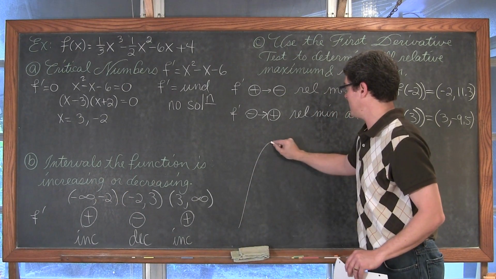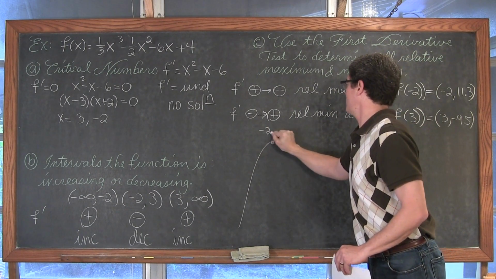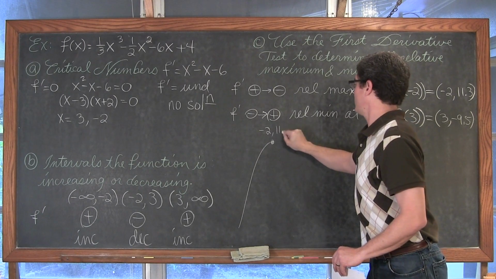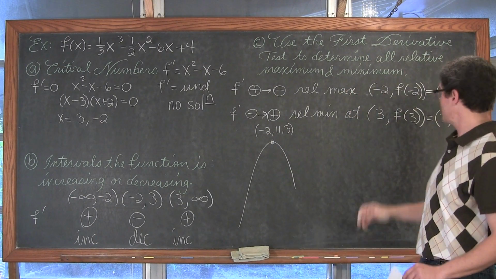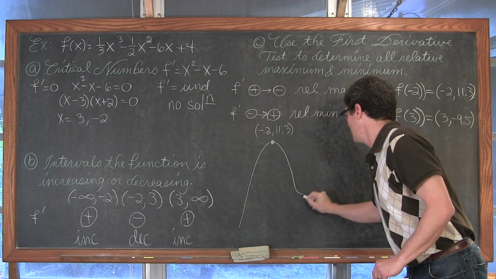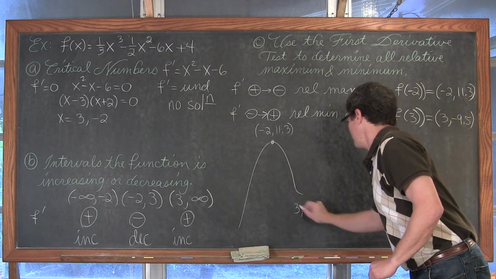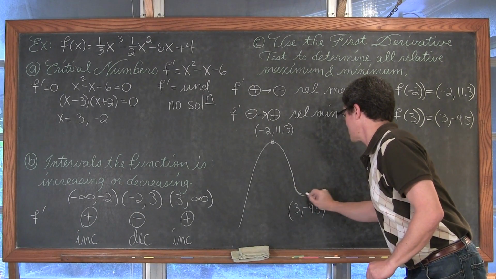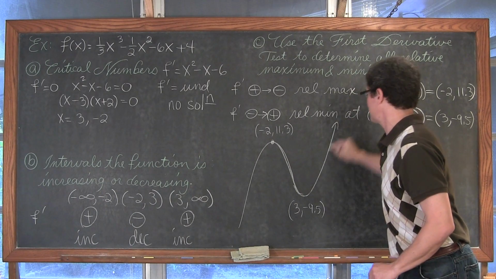And if you were to put this into your calculator, we have a graph that's increasing from negative infinity up until you get to a value of -2. This will be a very rough sketch, but 11.3. The graph is going to fall until you get to 3, comma, -9.5. And then since that was our last critical value, the graph is going to start to increase and go off to positive infinity.